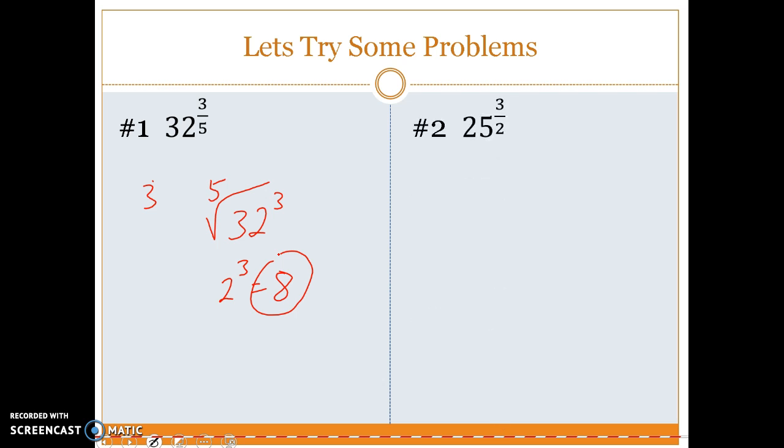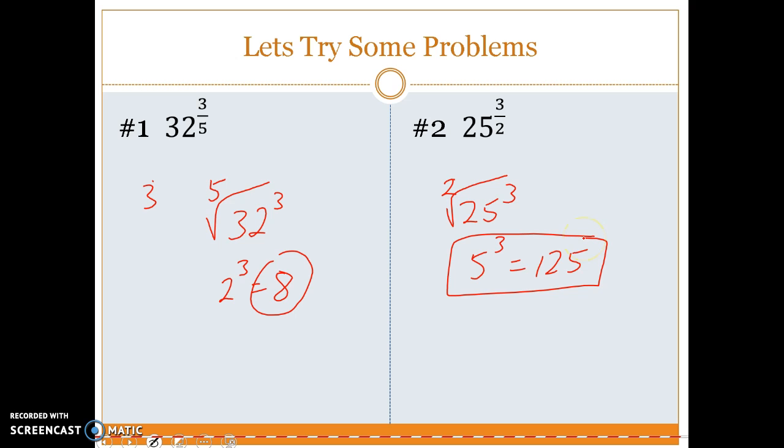We can do the same thing with 25 to the 3/2 power. That's the square root of 25 to the 3rd. And again, I could take 25 to the 3rd power first, or I could take the square root of 25 first. The square root of 25 is 5, and then 5 to the 3rd is 5 times 5 times 5, which is 125. And so those are two things that we should be able to do without our calculator.